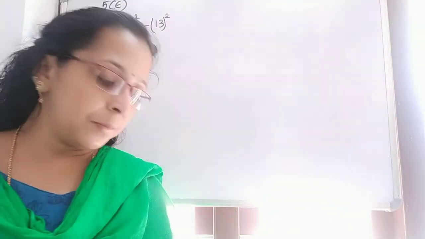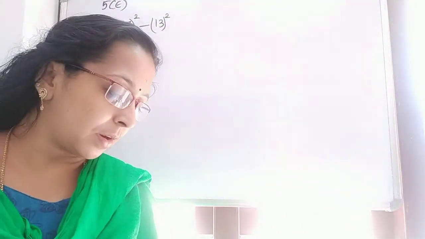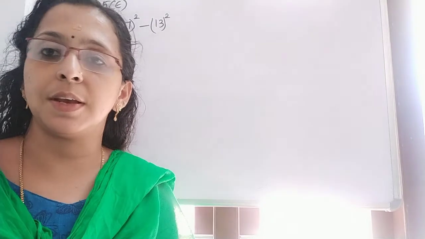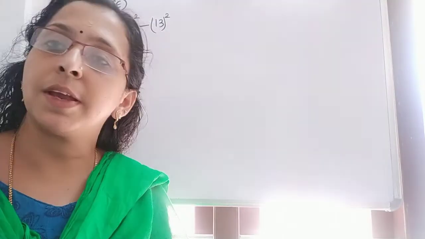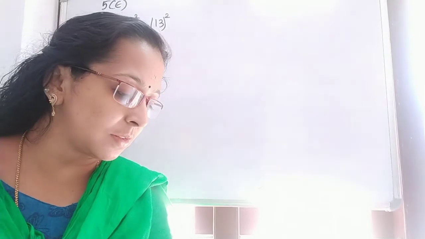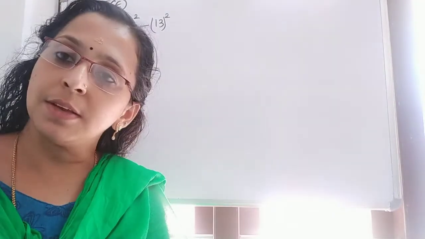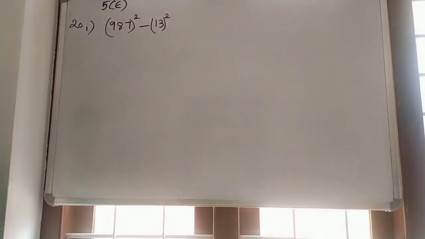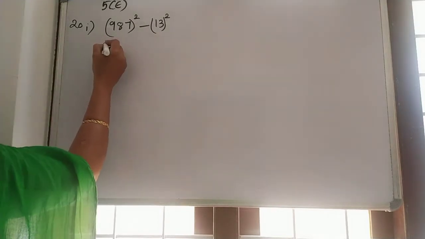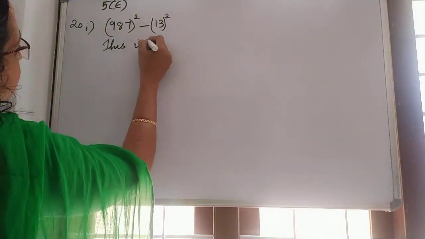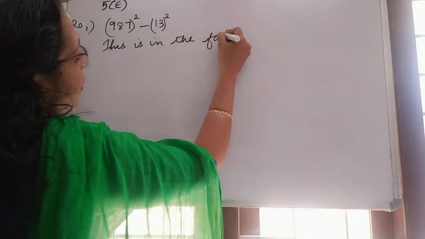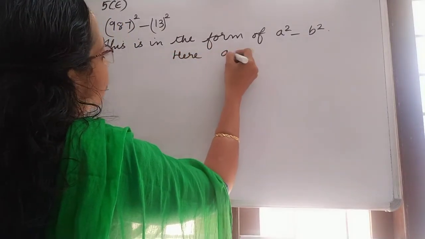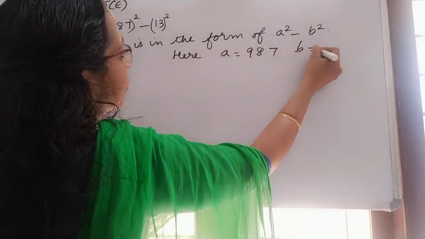Last question, 20. Find the value of 987 square minus 13 square. 4 questions are there. First question is 987 square minus 13 square. This is in the form of a square minus b square. So what we want to write? This is in the form of a square minus b square. Here a is equal to 987 and b is equal to 13.